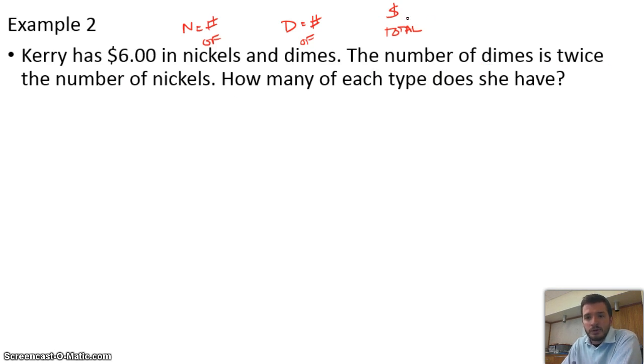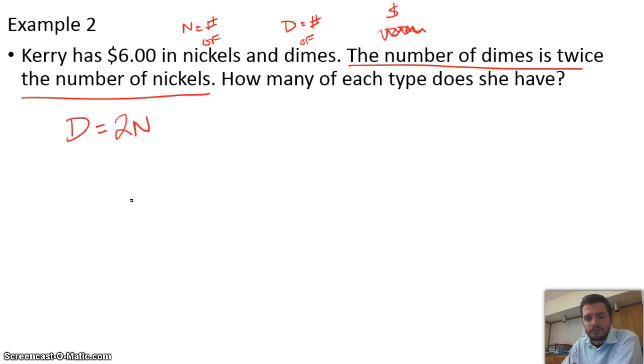So this one actually isn't a money and a total equation, so let me cross out the total because we don't need it, since it gives us this one where it says the number of dimes is twice the number of nickels. So that's D equals twice the number of nickels, so 2N. And now we will need the money equation though.